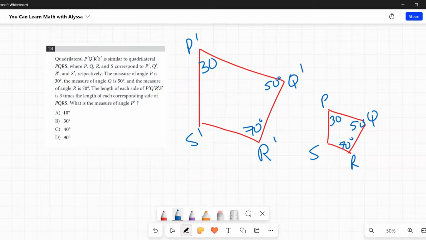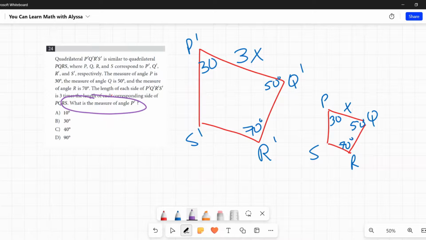The length of each side of the P prime, Q prime, etc. is 3 times the length of each corresponding side of PQRS. So I'm going to represent that on my picture by saying, okay, well, if this side were x, this side over here, P prime to Q prime, would be 3 times as big, or 3x. Okay, so now I have a nice visual representation of all the information they've given me. Let's look at the question we're being asked after all that.